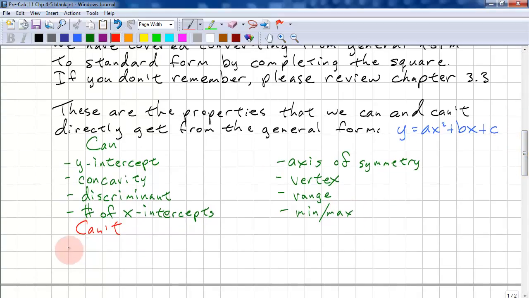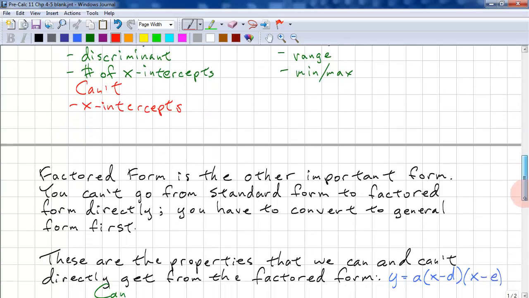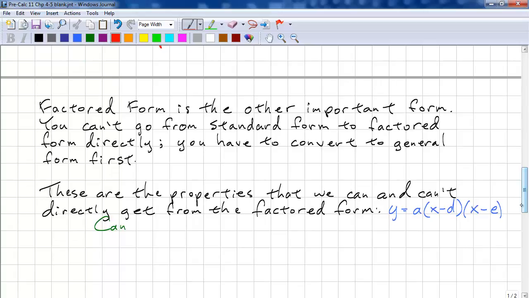And what we can't find are x-intercepts. We can't find them directly. We'd have to use the quadratic formula. And finally, we have the factored form. And we can't go from standard form to factored form directly. We have to convert it to general form first.